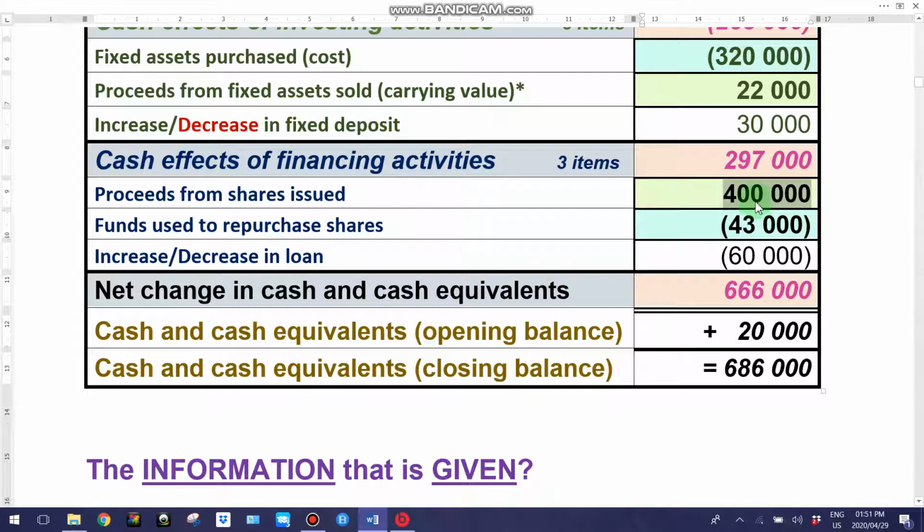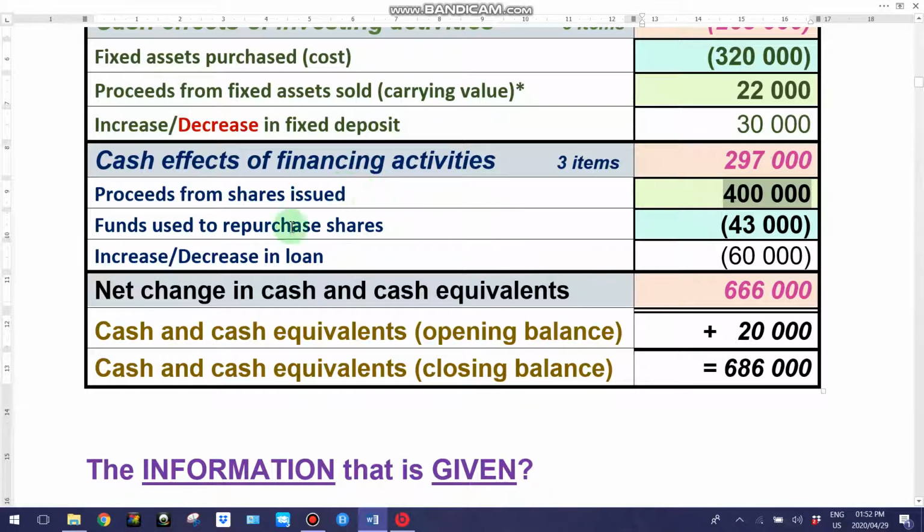Now, in an exam, they would not just give you this number of 400,000. They would say 100,000 shares were issued at 4 Rand each, or they'll give you some information where you need to calculate this amount. The main thing you need to remember at this point is that this amount is an inflow of cash.